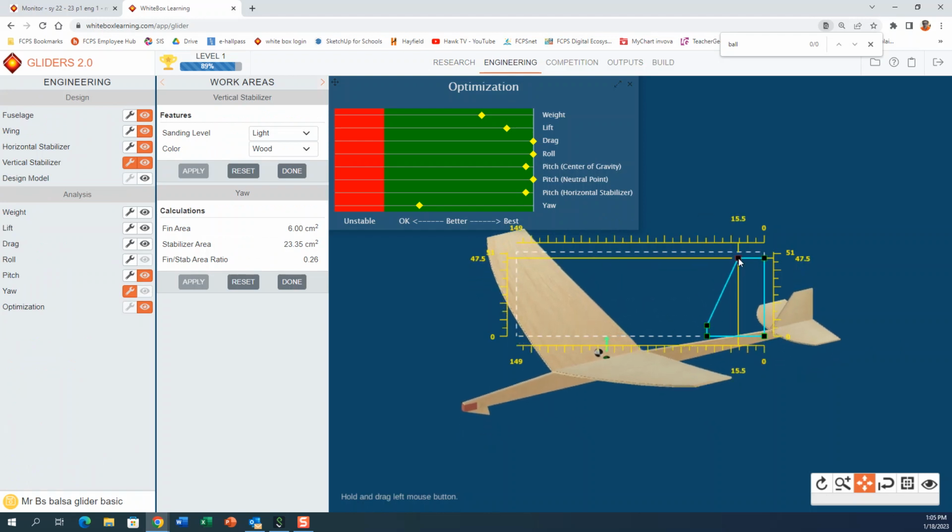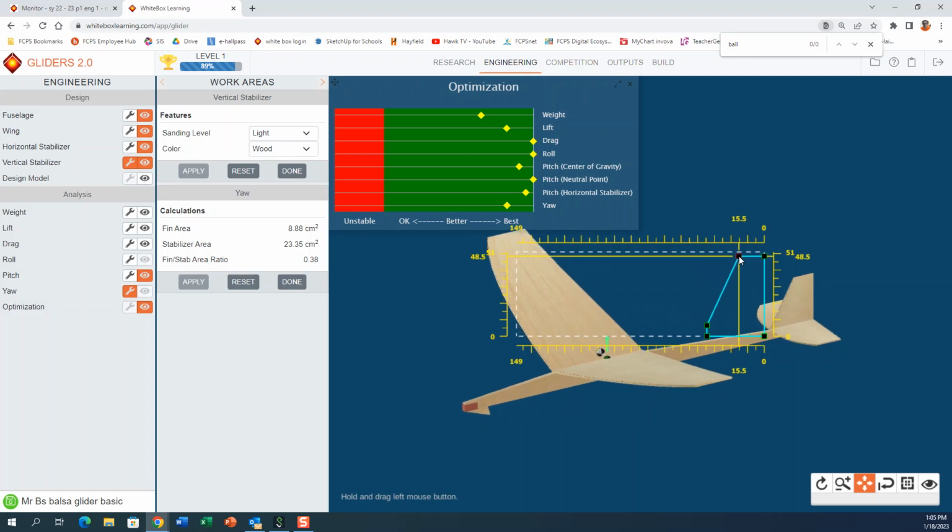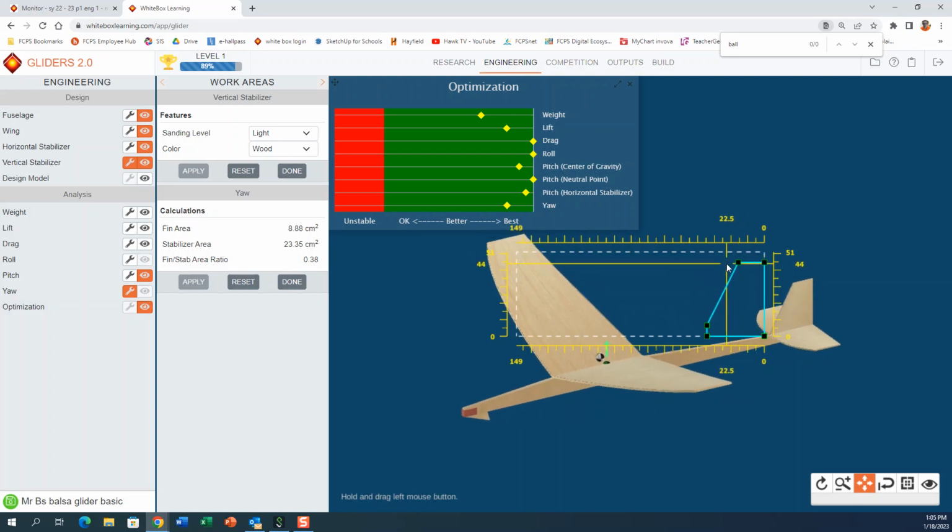So if we want that to be a bigger number, we need to make the vertical bigger. So I'm just going to make it a little bit bigger. It went up to 0.38, which is more than 1/3. 1/3 would be 0.33. 1/2 would be 0.50. Okay. And that's what we're going for. And notice that yaw number got much, much better. I'm just going to make it a little bit bigger. Can I make it even better? And now it's really good. I'm stopping. Okay. This is telling me I have a pretty good airplane. Most categories are pretty good.